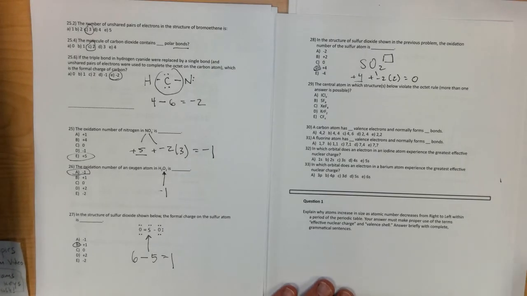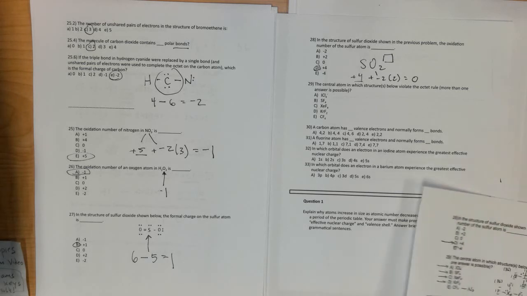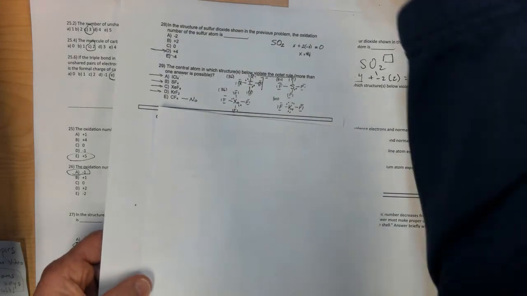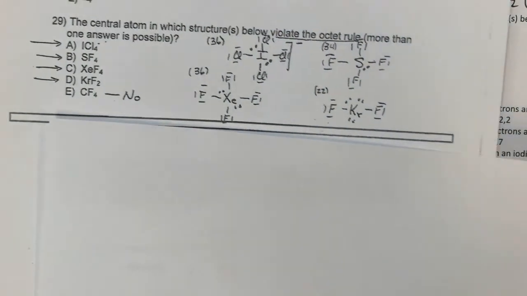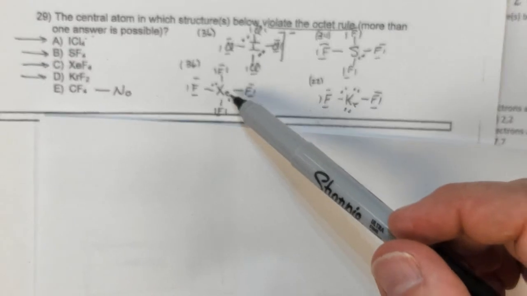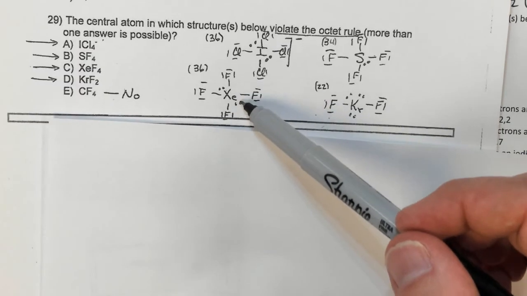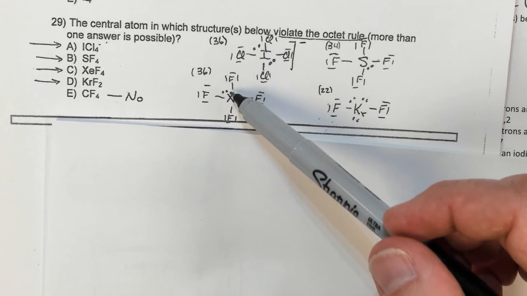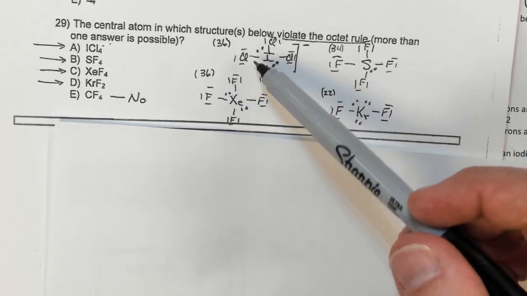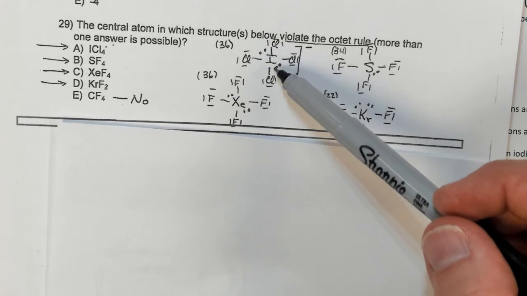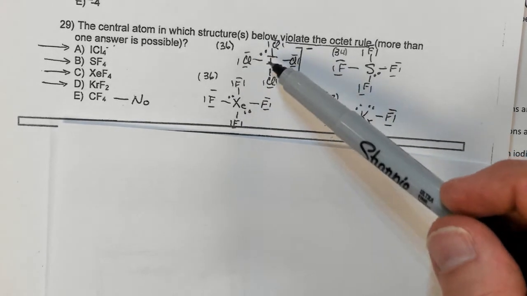Number 29. The central atom in which structure below violates the octet rule? More than one is possible. So the structures are quickly drawn right here on this answer key. I'll zoom in on them so then you can see them. And you can see that xenon has 2, 4, 6, 8, 10, 12 electrons around it, so it violates the octet rule. Iodine, 2, 4, 6, 8, 10, 12, it too has an expanded octet.